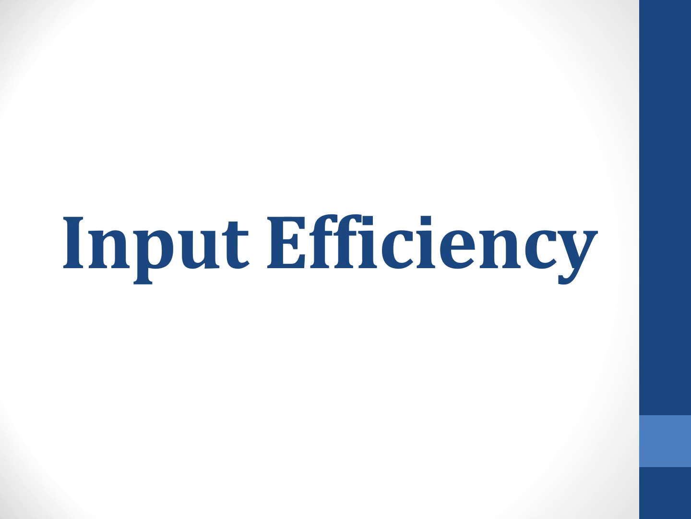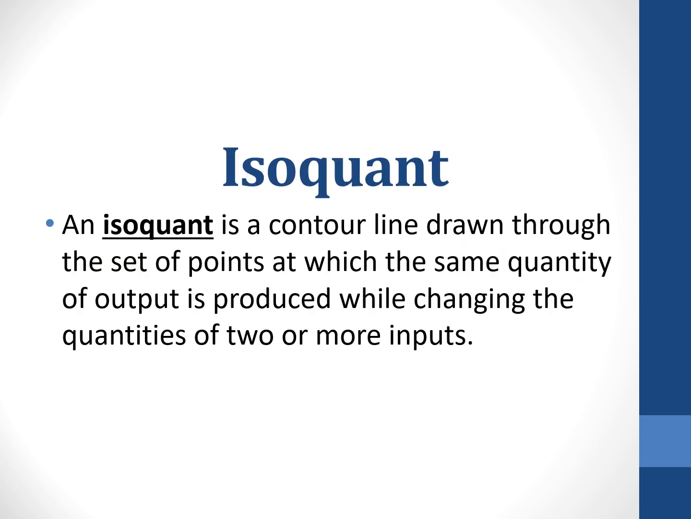Again, we're going to simplify things down within this model and demonstrate this input efficiency within a 2-company, 2-input world. The goal is to show Pareto efficiency in the use of inputs. Inputs are allocated in such a way that making a higher quantity of one good means a smaller quantity of the other good. We're going to show this not with indifference curves, but a special type of indifference curve, an isoquant. An isoquant is a contour line drawn through the set of points at which the same quantity of output is produced while changing the quantities of 2 or more inputs.